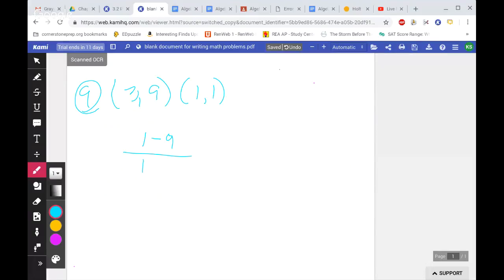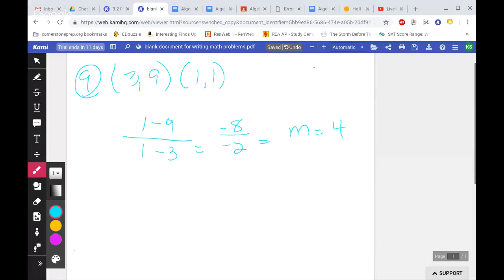1 minus 9 over 1 minus 3. So that gives me negative 8 over negative 2. So m equals 4, because a negative divided by a negative is a positive. So now I'm going to pick this point first. I can pick either one to put it in point slope.